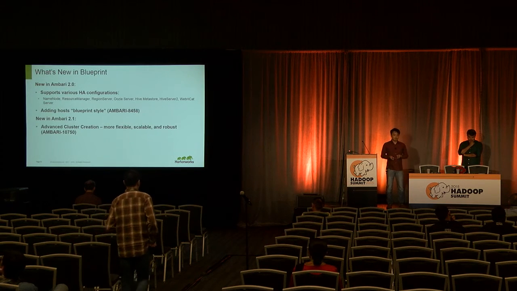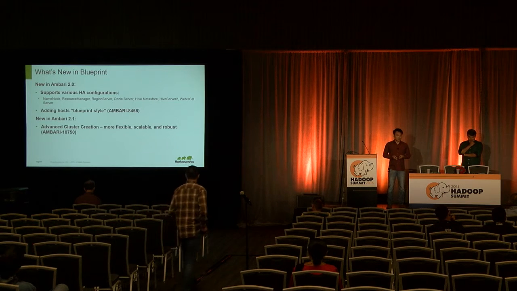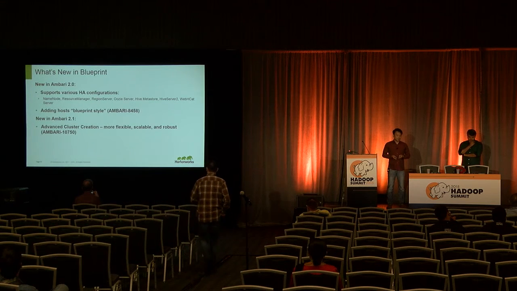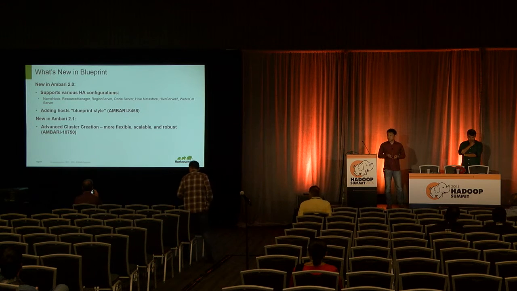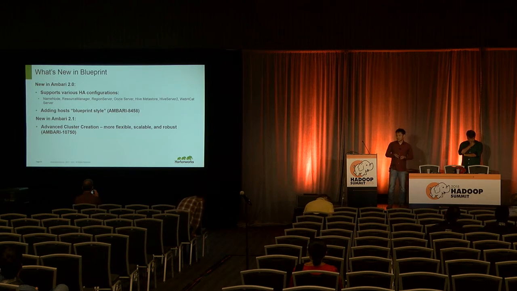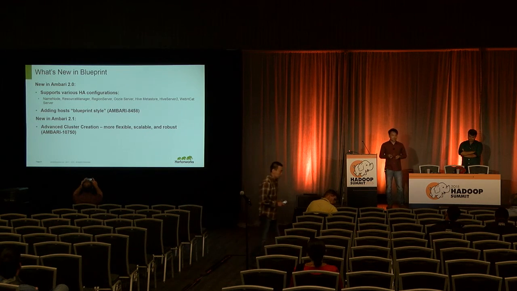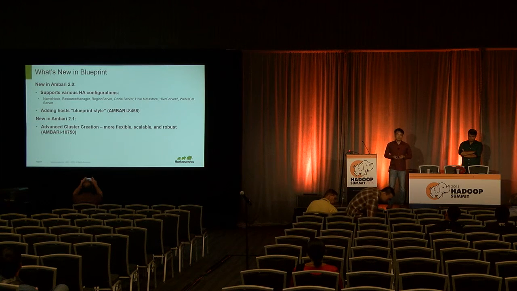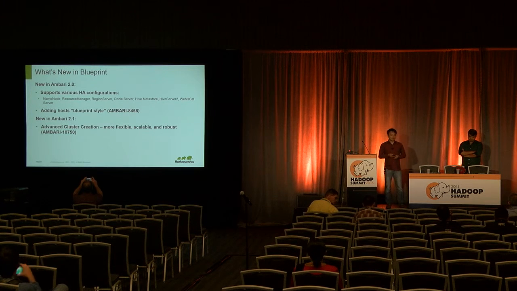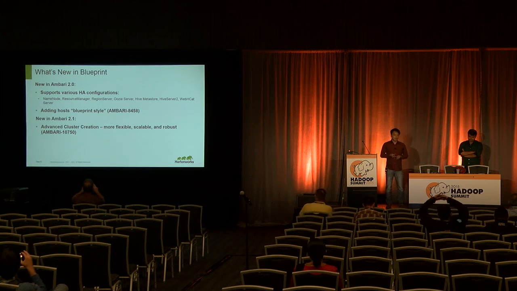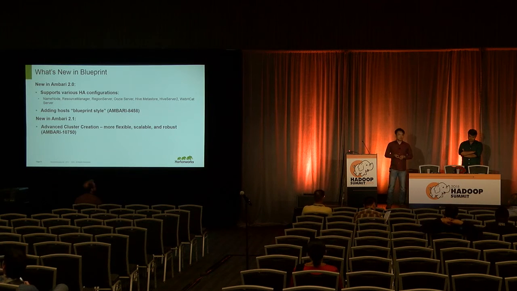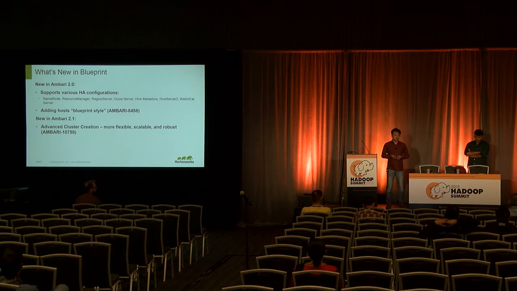So what's new in Blueprint? Blueprint has been around for a while, but what's new in Ambari 2.0 is that it supports various HA configurations. If you want to set up NameNode HA from the get-go when you install the cluster, you can do that. Also ResourceManager HA, RegionServer HA, and so on and so forth. There's also a new API call that was added to add hosts, Blueprint style, rather than making a bunch of granular API calls to add new hosts to the cluster.